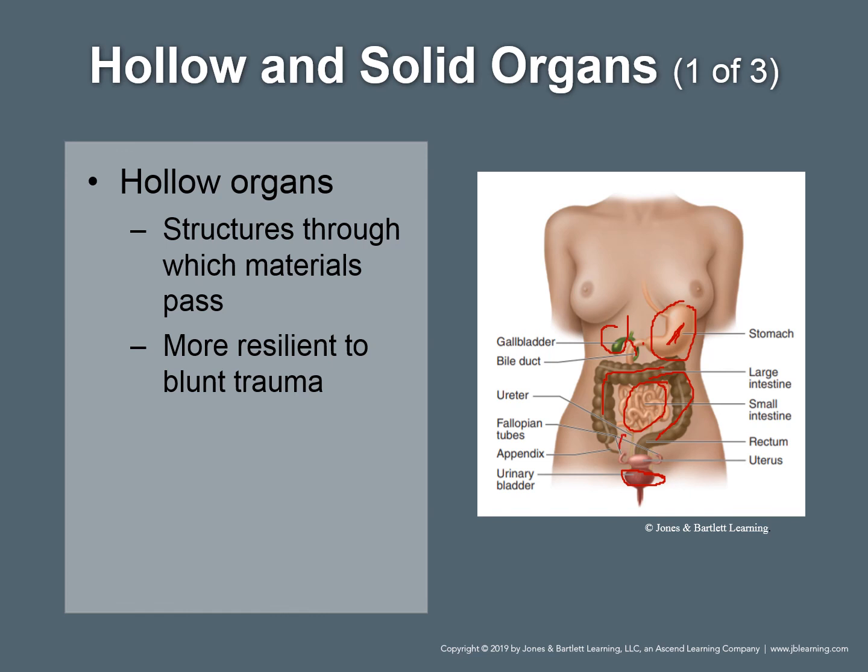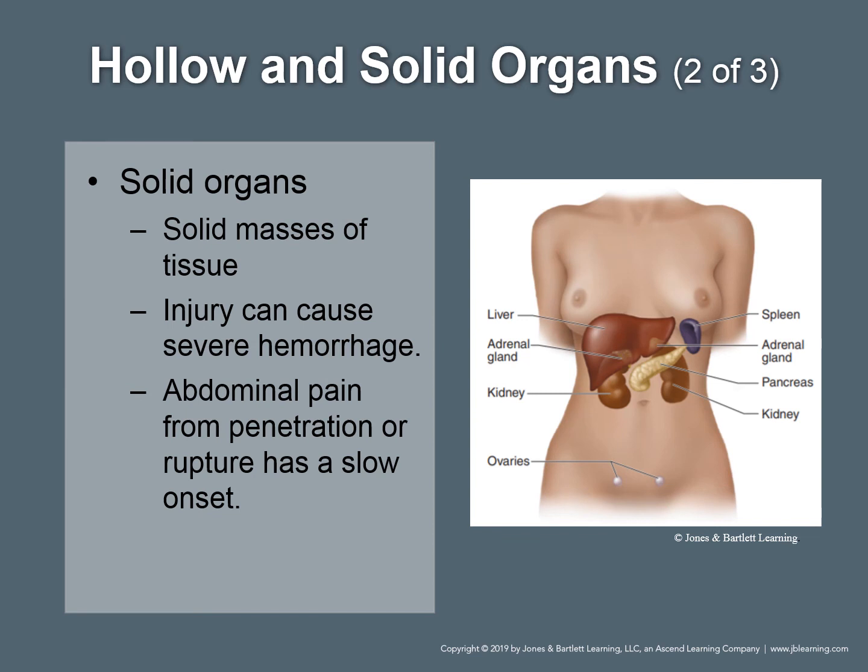Your appendix right here, and remember, rebound tenderness at McBurney's point, which is the point between the pelvis and the belly button, which will be about right there. Rebound, so when you push down and let up, that's tenderness at McBurney's point, rebound tenderness, that's appendicitis. And these are your hollow organs. And the deal with the hollow organs is they don't really bleed a lot if they're injured, but they will cause massive sepsis from the food and things inside of them leaking out into your belly.